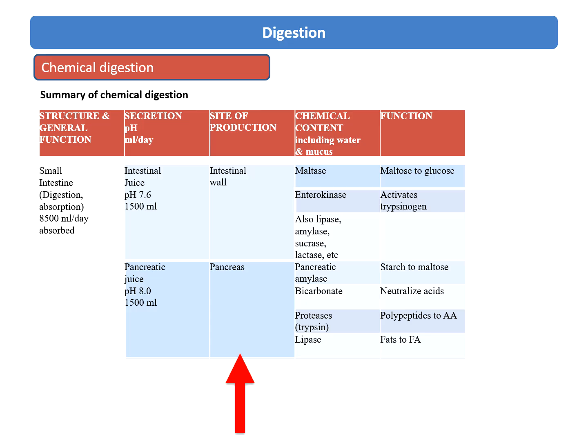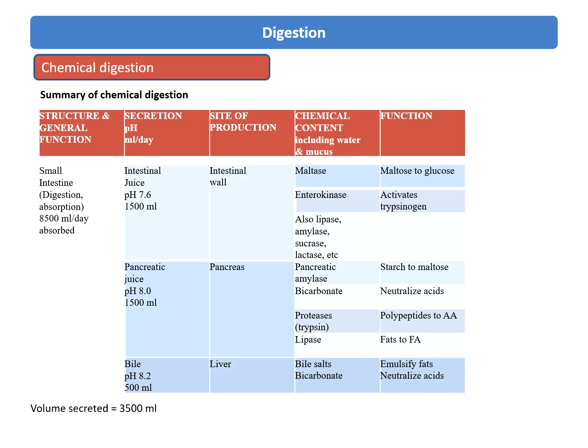Pancreas produces the pancreatic juice. It contains pancreatic amylase and bicarbonate ions. It also contains proteases such as trypsin and lipase. It functions to break starch into maltose, neutralize acids, break down polypeptides into amino acids, and begins to digest fats to fatty acids.